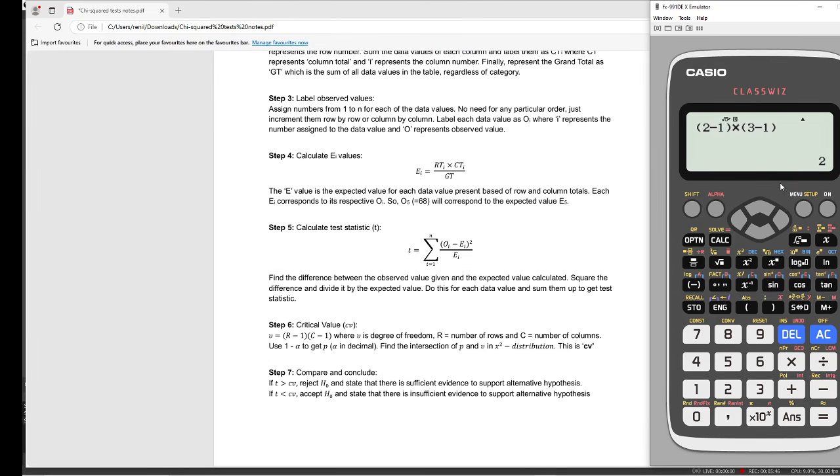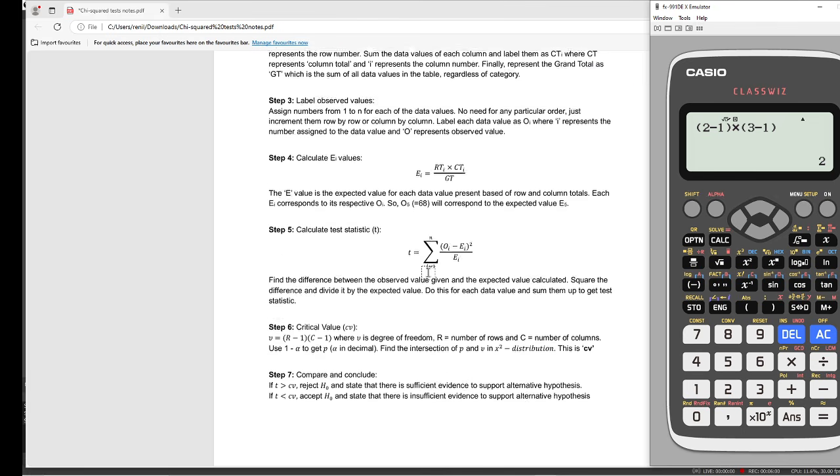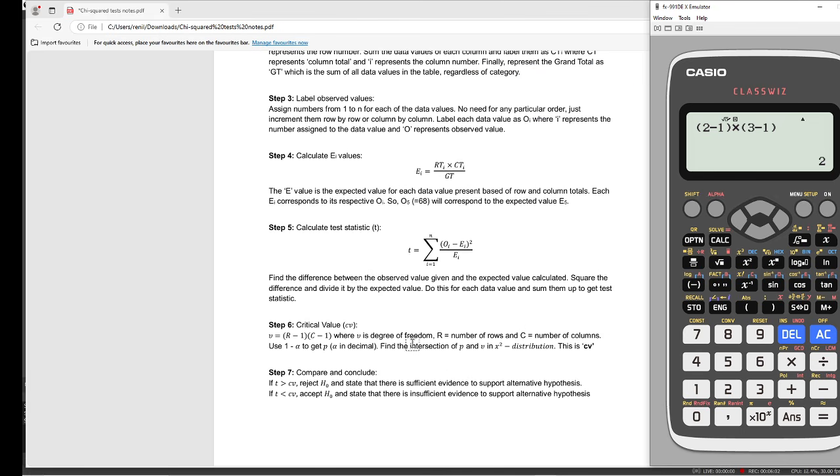Now we calculated our degree of freedom. The other thing we need, to calculate the critical value, is the p-value. To get the p-value, we need to do 1 minus alpha, where alpha will be stated in your question. And you'll be able to get it by finding the intersection of the p and nu in the chi-square distribution. This is called your critical value.